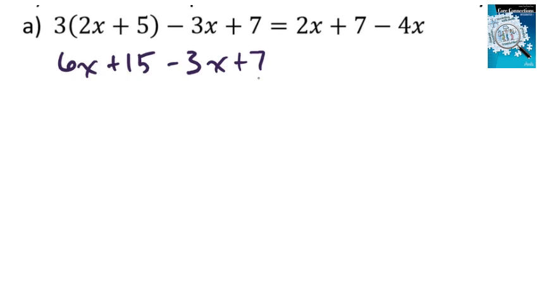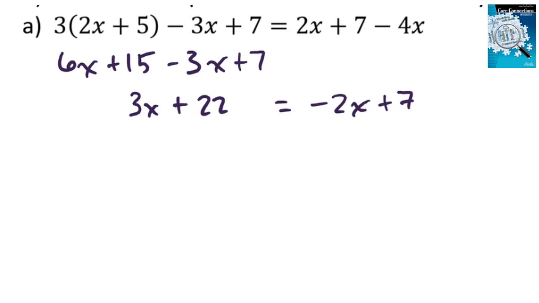Let's continue to simplify this side further. When I combine the 6x and the minus 3x, that's simply a 3x. And then also let's combine the 15 and 7. That's a plus 22. So that is the left-hand side. Over on the right-hand side, we can make the following simplification, right? I can combine the 2x and -4x. So I have a -2x when they're combined, plus 7.